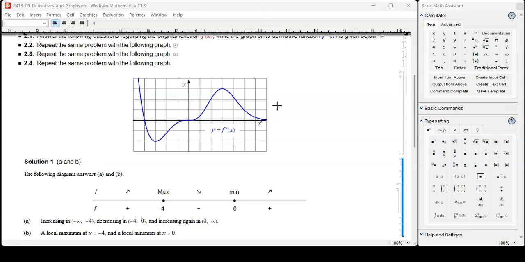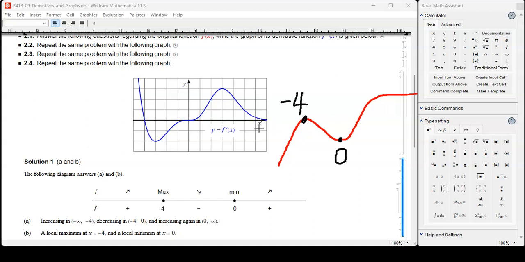The sketch of the original function will be kind of like this. Increasing, then the maximum, decreasing, then the minimum. Increasing but asymptotic. And then we have x equals -4 here. You see, positive to negative, so increasing to decreasing, so that's a maximum. And then x equals 0 here. Change from negative to positive for the derivative, so decreasing to increasing for the original.